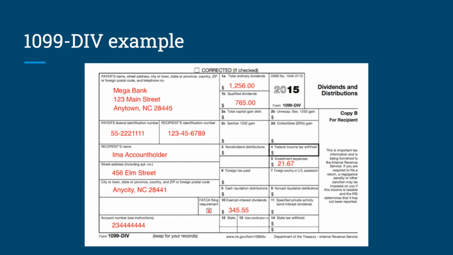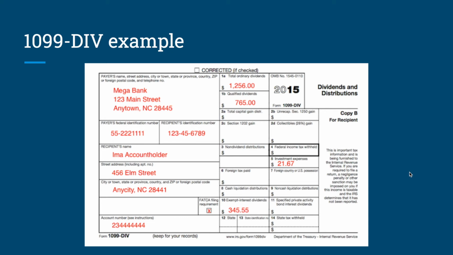And so again, looking at the 1099-DIV here, it's going to tell us, for example, the types of the dividends and the amounts for them, such as total ordinary dividends or qualified dividends, what some of the investment expenses are, what some of the exempt interest dividends are, and some other information on taxes paid and different withholding amounts.